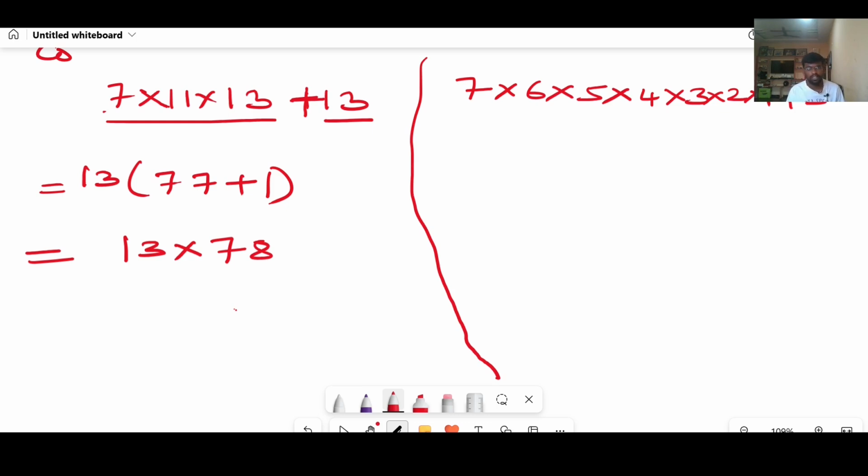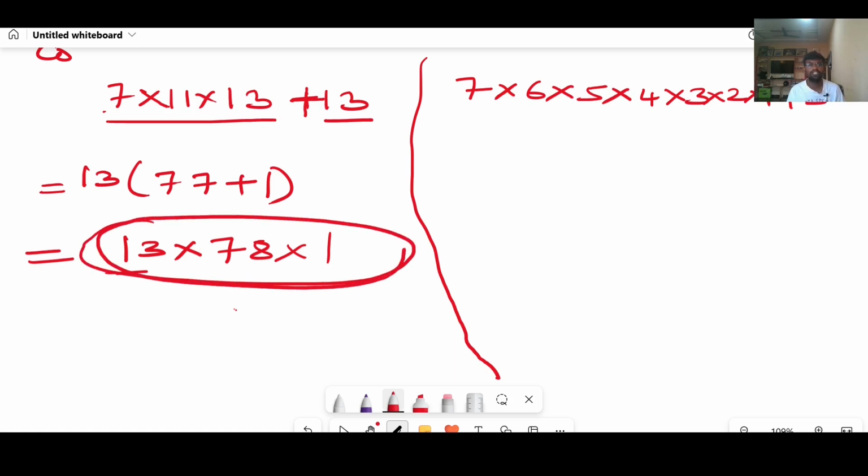Here we have a number which has factors 13 and 78, and also 1. Irrespective of the number we get here, the result of this multiplication is some number. But here we are getting three factors: 13, 78, 1. For prime numbers, we will get only two factors, that number and 1. Here we are getting three factors. Therefore, I can conclude that it is a composite number.